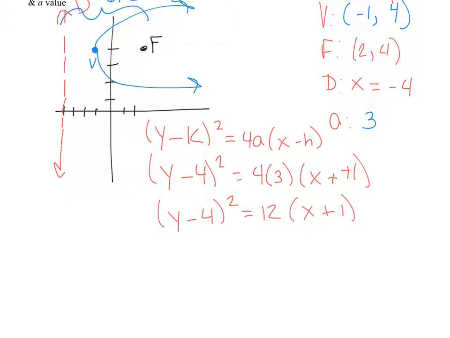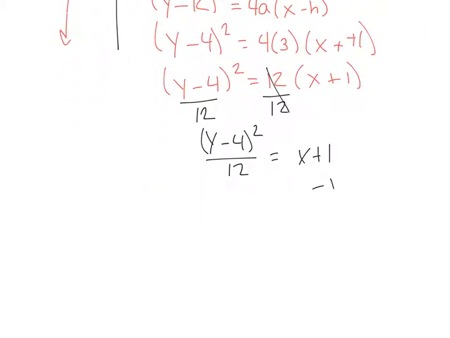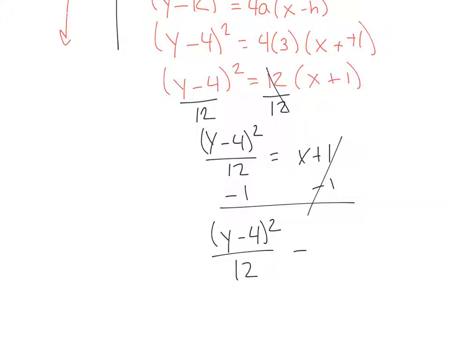When you have a parabola that opens up right or left, you will solve for the x value. So in this case, I'm going to divide by 12, and I'll get y minus 4 all squared over 12 equals x plus 1. And to solve for x now, I will subtract the 1, and I'll end up getting y minus 4 all squared over 12 minus 1 equals x.